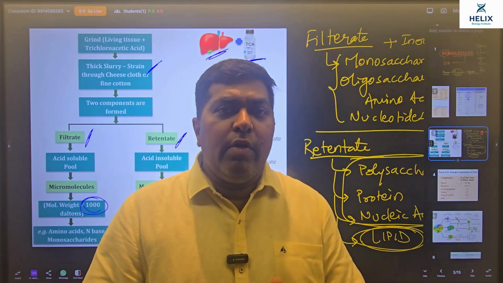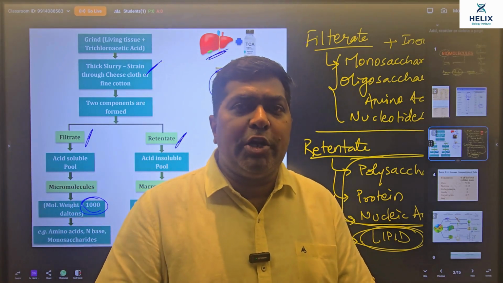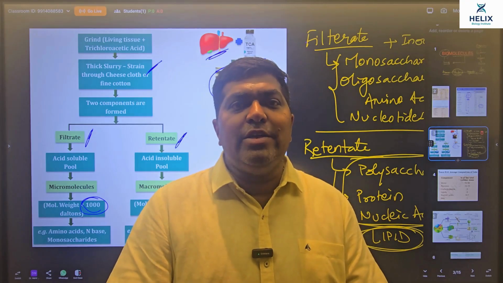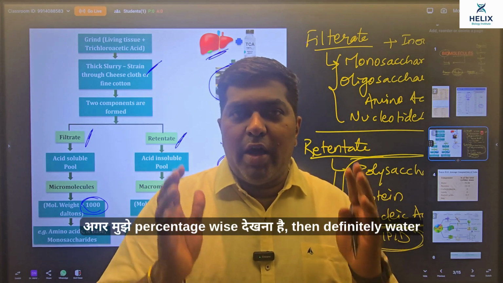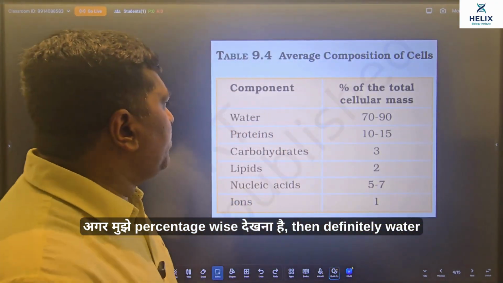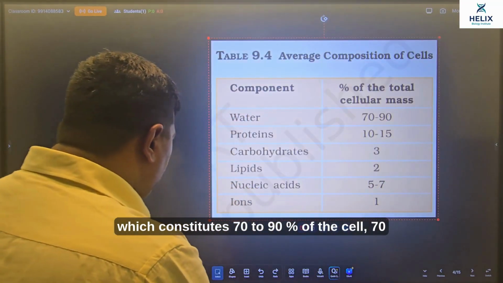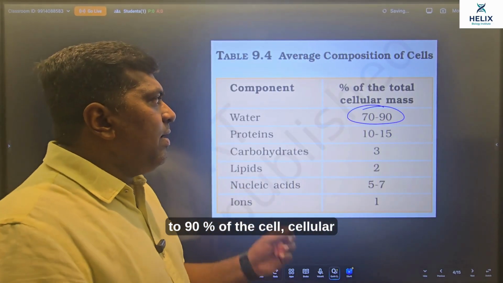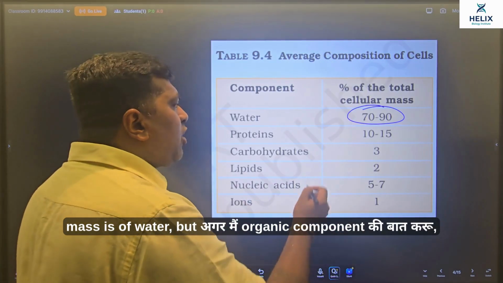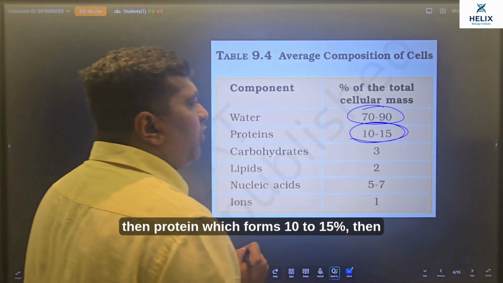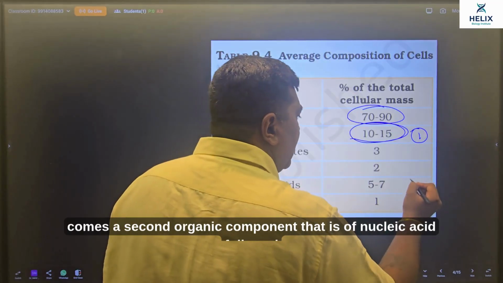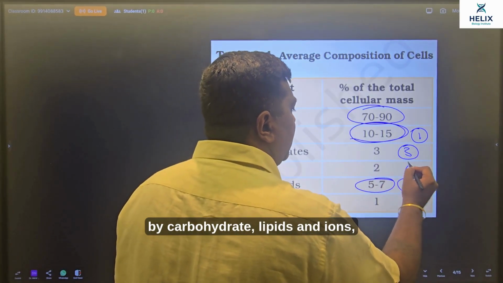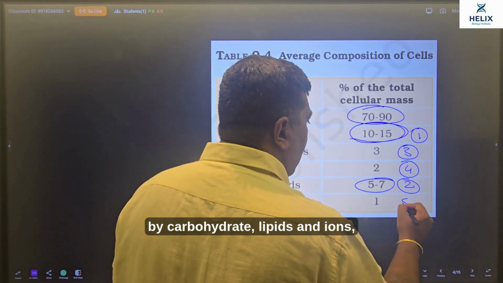So now, a very important point: what percentage does each of these molecules constitute of our cell? Definitely in a living cell, the major component is water. So if I look at it percentage-wise, then definitely water constitutes 70 to 90% of the cellular mass. But if I talk about organic components, then protein forms 10 to 15%, then comes the second organic component, nucleic acid, followed by carbohydrates, lipids, and ions.